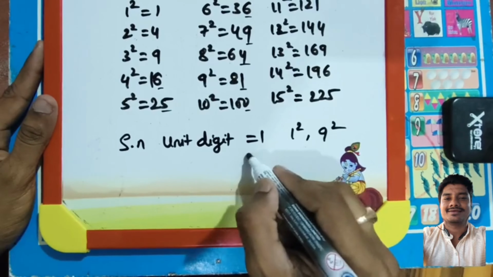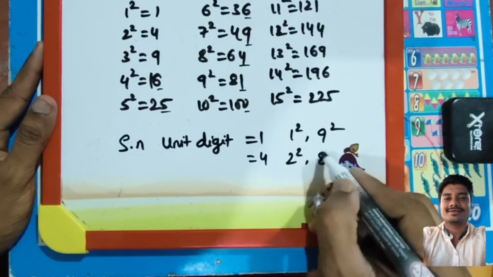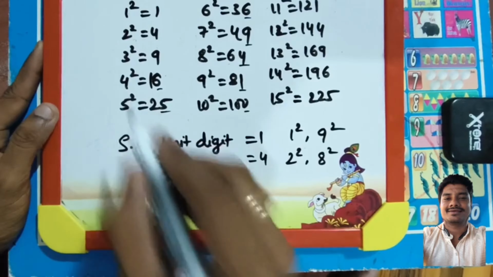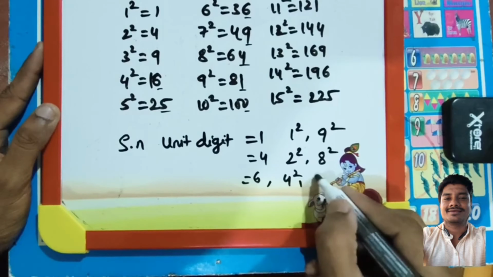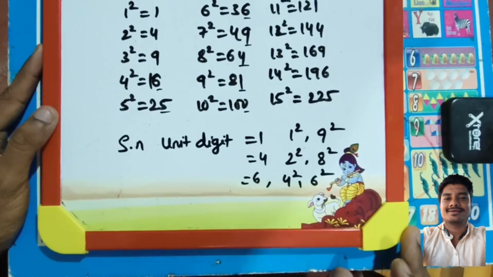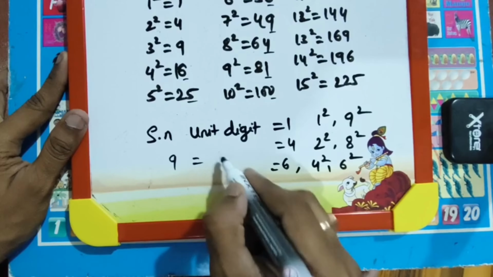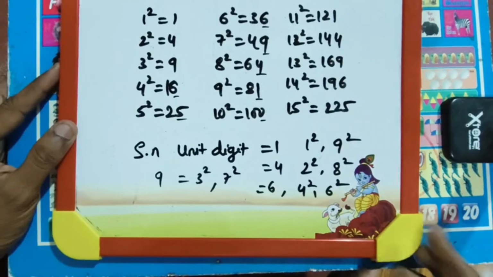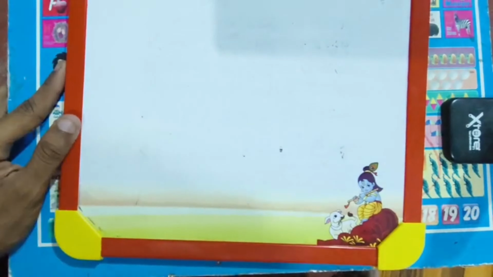Similarly, tell me the square numbers whose unit digit is 4. 2 square is 4, and 8 square is 64. And 12 square is also 144. Remember. And the square numbers whose unit digit is 6: below 10, 4 square is 16, 6 square is 36. Tell me the square numbers whose unit digit is 9: 3 square is 9, 7 square is 49. These are the things you should remember to solve questions on the division method.